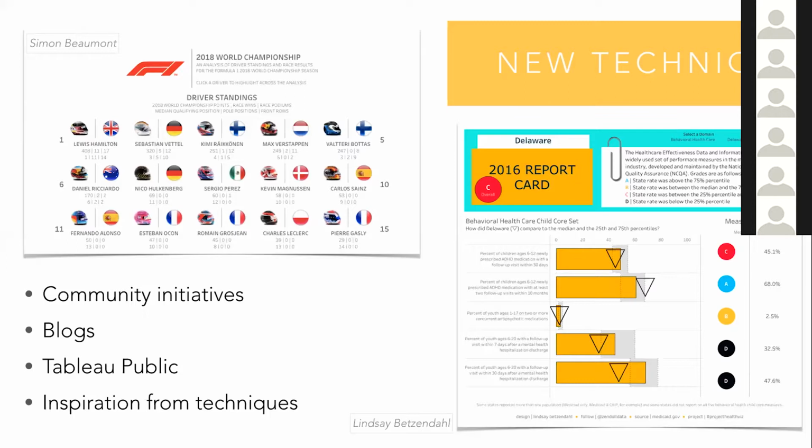So I use both of these techniques in my dashboard to the right, where I used the triangle to show a state's progress compared to a median, as well as percentile ranges. And then on the very far right, I gave each state, this is for a HEDIS measure, a grade. And then I used Simon's reference line to separate the grade from the actual value.